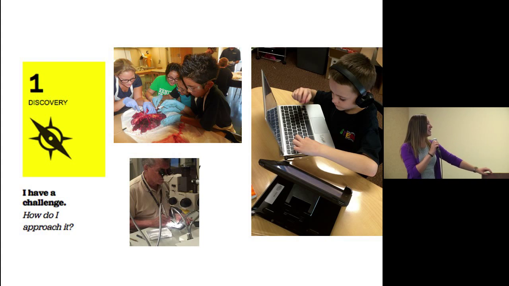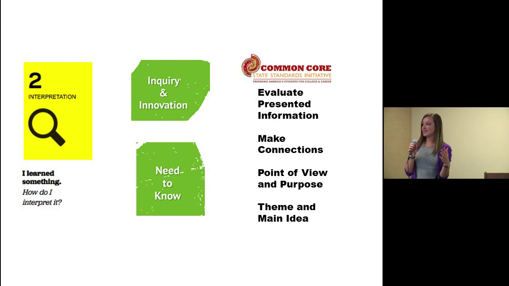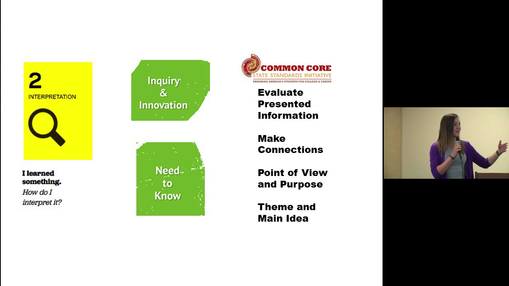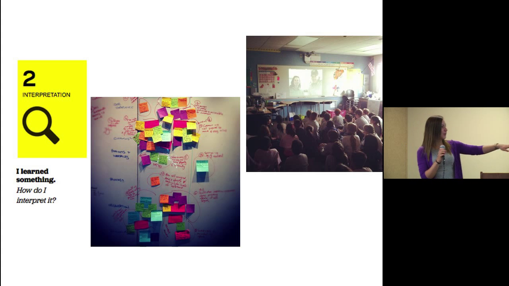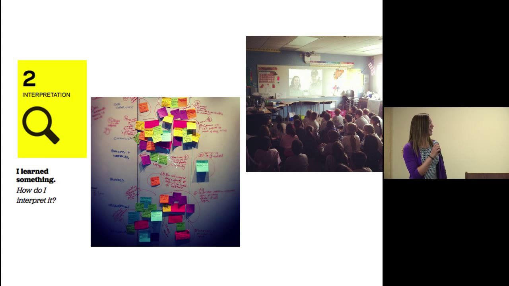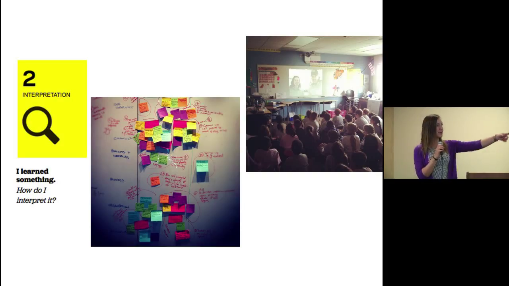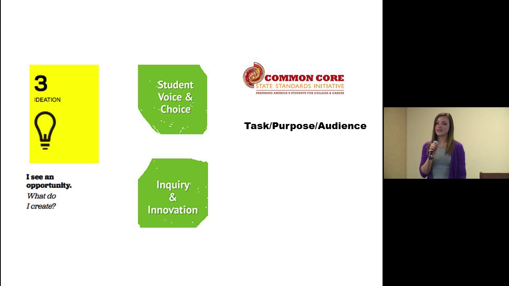The second step is interpretation. Now that they've learned something, how do they figure out what to do with it? So it's very inquiry-driven. They're evaluating information. They're making connections. They definitely have to figure out main ideas and themes. And so what does that look like in a classroom? Right here, this is a model of what we did in our classes today with our elementary school, actually. They started writing down their need to knows and their ideas, and then we categorized them. It can also be with younger kids, talking to an expert again, asking them questions to help clarify.